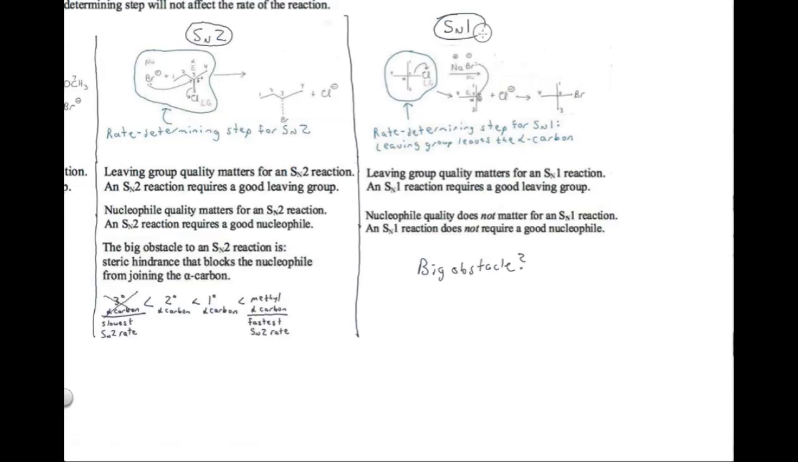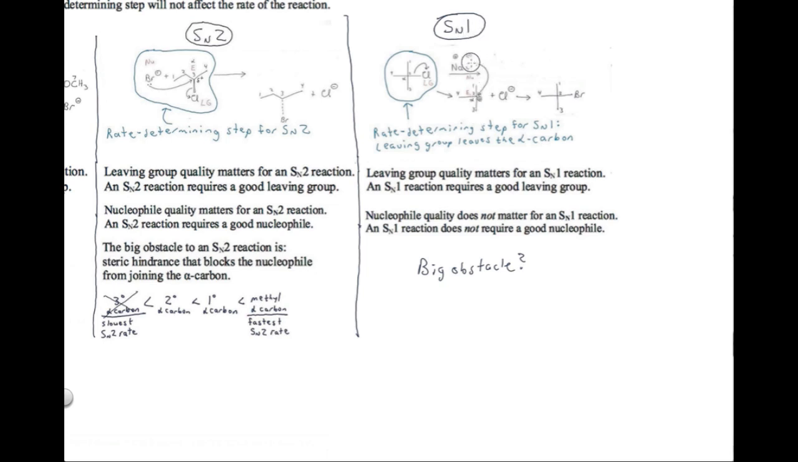Now let's discuss SN1. We saw that steric hindrance was the big obstacle to SN2. Do you think steric hindrance is a big obstacle to SN1? Answer, no it isn't. Why not? Well, steric hindrance that blocks the nucleophile from joining the alpha carbon is not a big obstacle for SN1 because the nucleophile doesn't join the alpha carbon in the rate determining step.